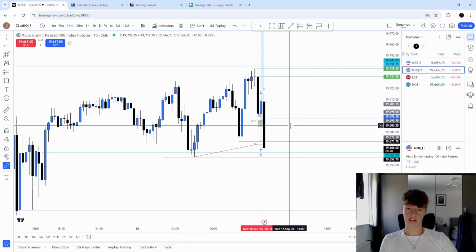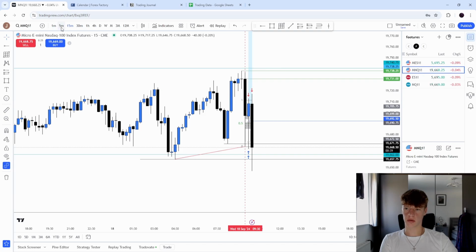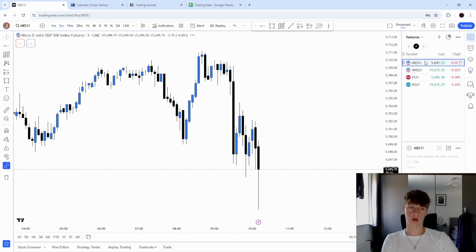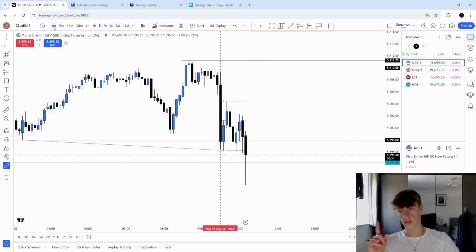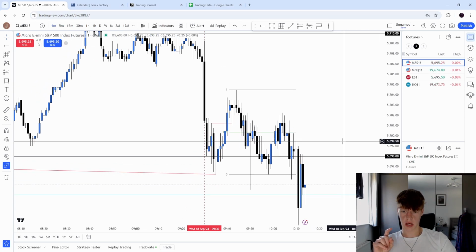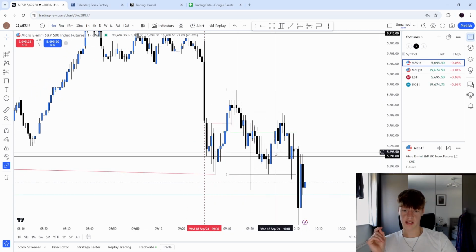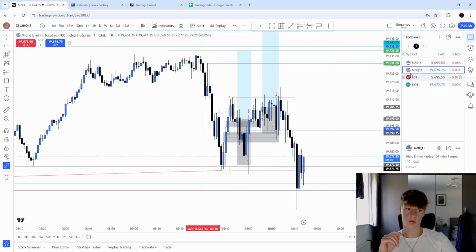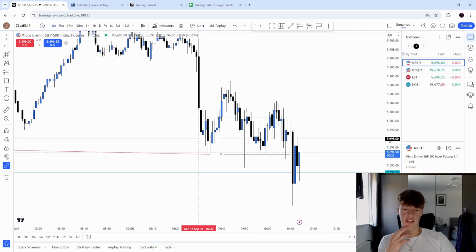So I don't really consider that as a setup, but it is what it is. We took the loss. We had good risk. ES today, I also want to say, I was not checking ES as much because it did look like crap, but it still wasn't giving us the same things NQ was. So that is something to keep in mind.